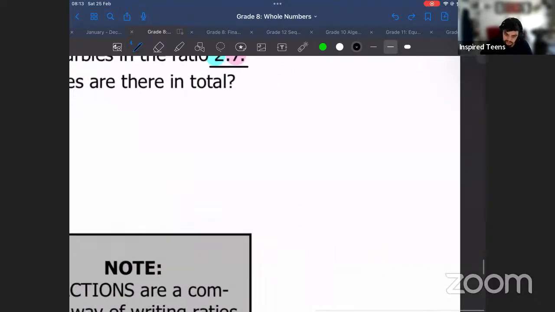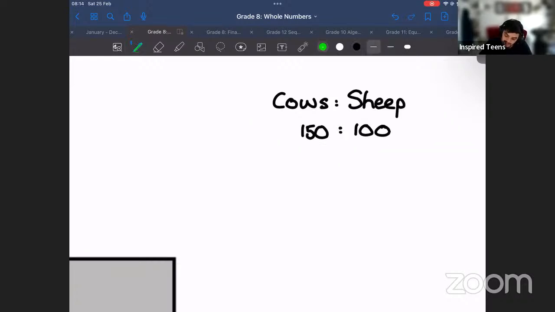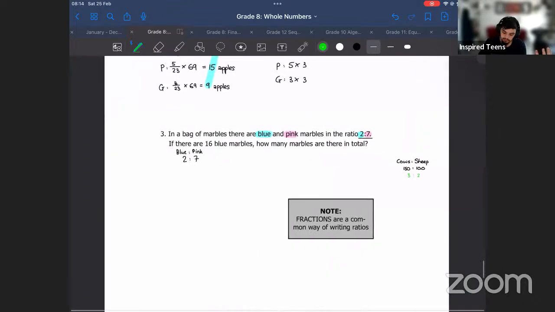So let's just pose another scenario where I have cows on a farm to sheep. If I have 150 cows and 100 sheep, in that specific case, I can simplify this as a 3:2 ratio, in its simplest ratio.